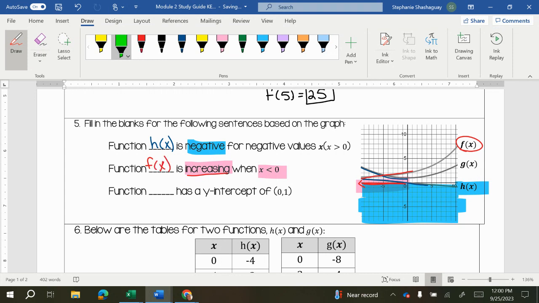Finally, function blank has a y-intercept of (0, 1). So (0, 1) is right here. So that function is actually going to be g of x.